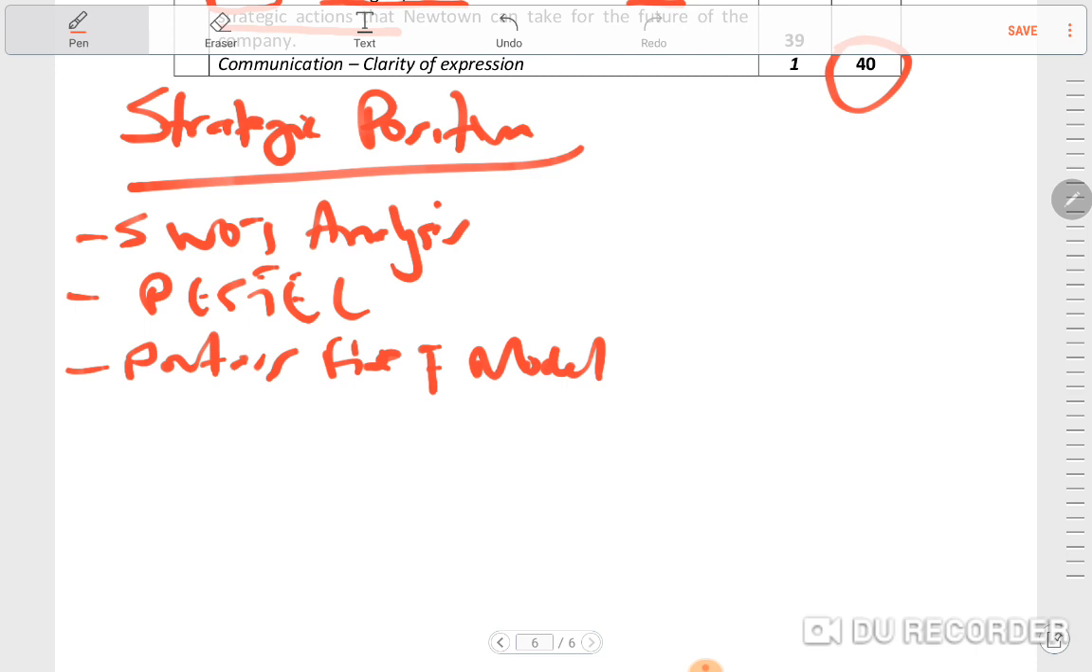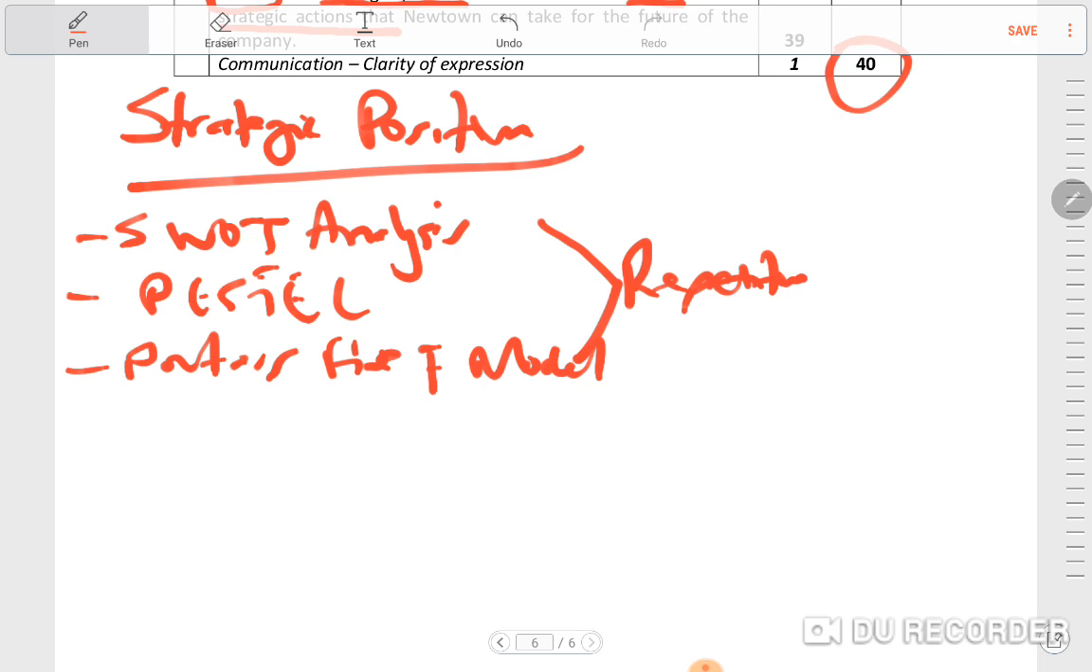From the scripts that we marked, we know that most of you went the route of applying all the models, which resulted in the risk of repetition. I'll give an example. If you look at the SWOT analysis and you look at the threats, from the information provided, are there any threats in respect of Newton's current strategic position? Then when you go to PESTEL, P stands for political, E for economic. The economic environment can be posing certain threats to Newton's business. So if you write a threat under SWOT, then repeat that same threat under PESTEL, it's repetition, no additional marks.